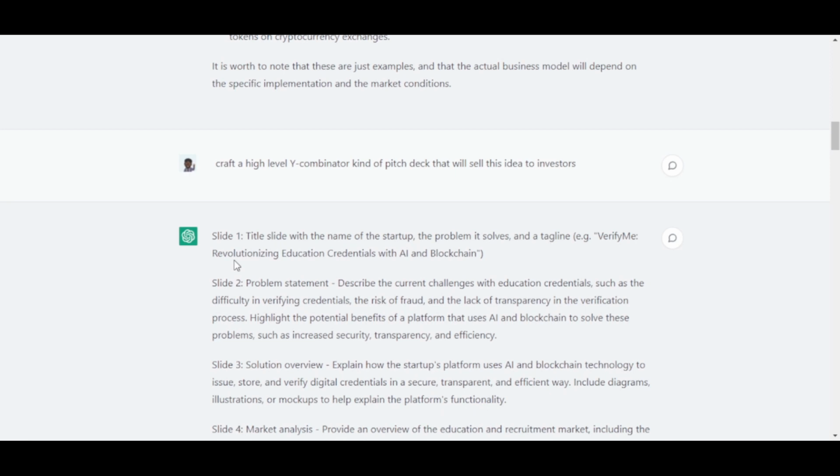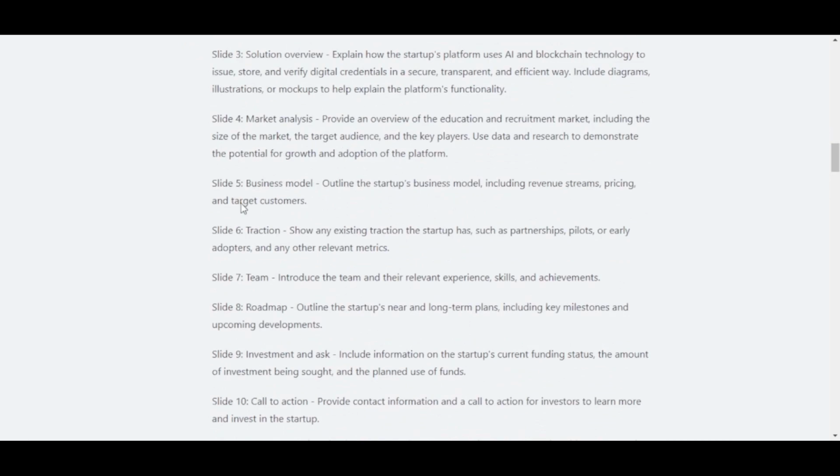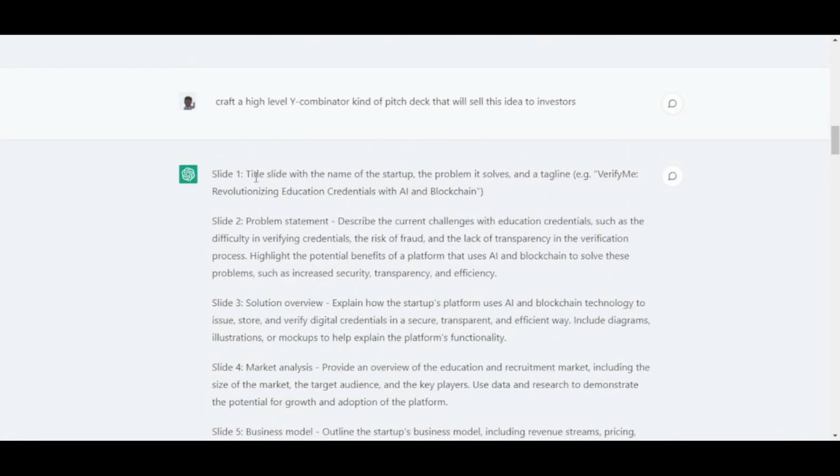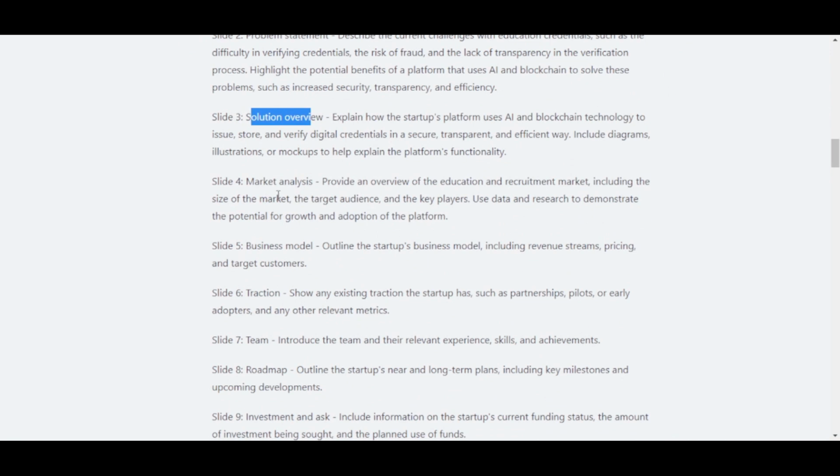Then I told it that now I want to pitch the investors for this idea. Can you create the particular pitch deck for me so that I can show it to the investors of Y Combinator? So here we have got an amazing 10 slides. Just see guys, here is the title of our business model, and then the problem statement, what problem we are trying to solve, then the solution overview and market analysis.